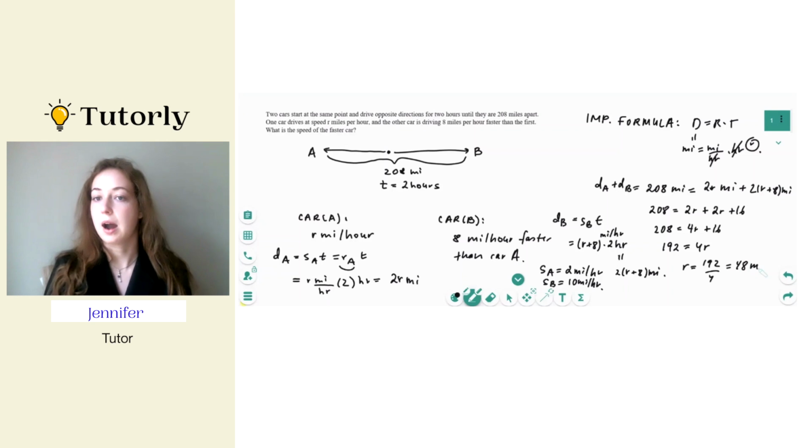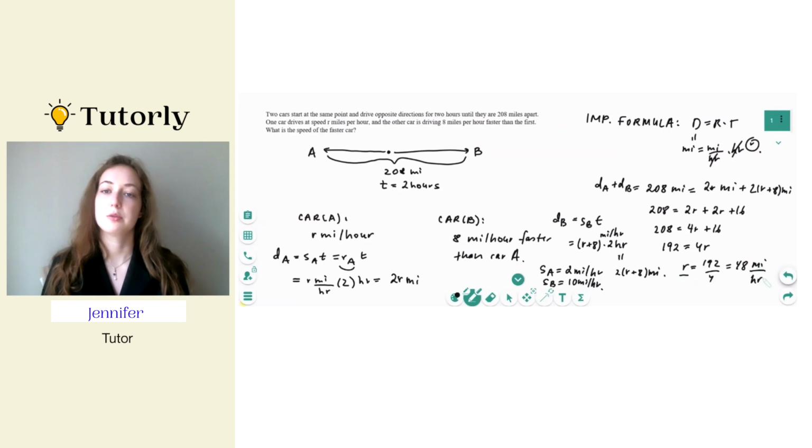Now 48, what? Is it miles? Is it miles per hour? Remember that R is the rate, so the units for R should be miles per hour, because that is precisely what R denotes. So remember what the question is asking for now. We are asking for the speed of the faster car. However A goes, B goes faster. So the speed of car B is what we're looking for. The speed of car B is R plus 8, which is 48 plus 8, which is 56 miles per hour.